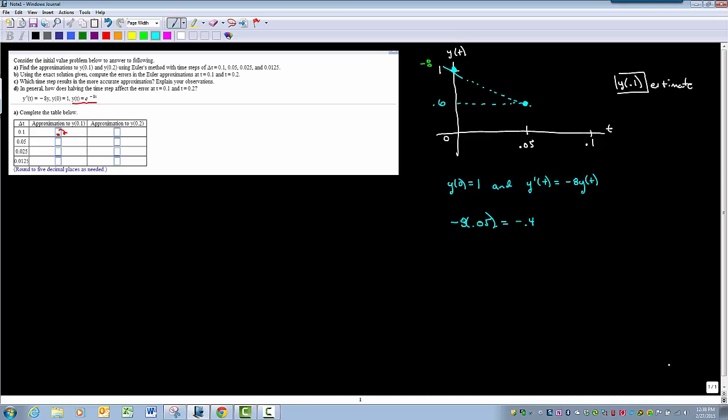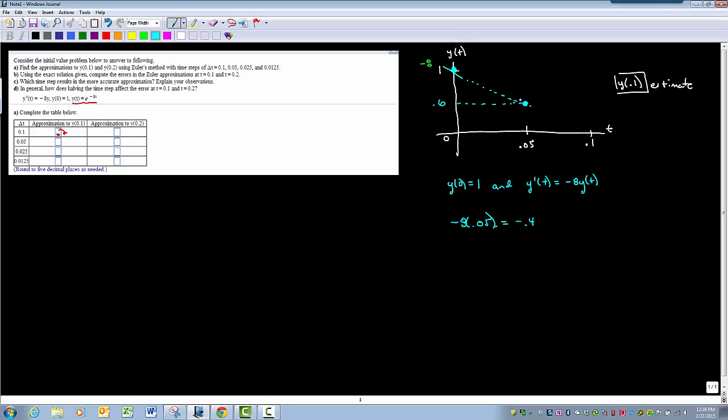So I believe what I was saying is that we have a situation up here in this upper portion where we're going to estimate the height of this guy by using this slope. We said the slope was negative 8. We had to go over by 0.05, so the drop down was negative 0.4, so we get this 0.6.